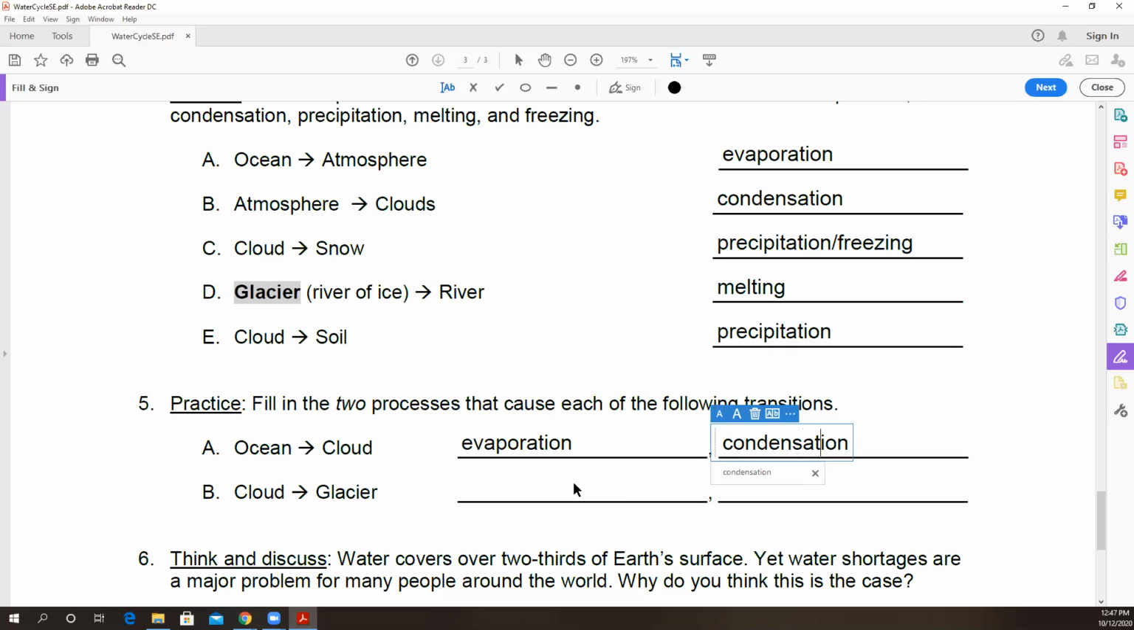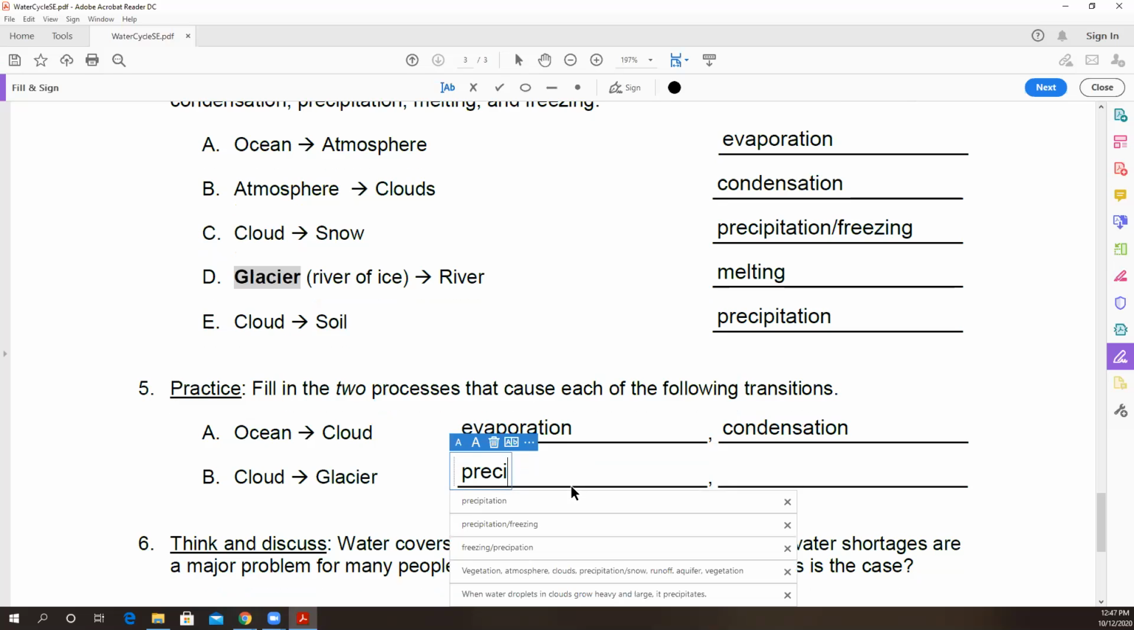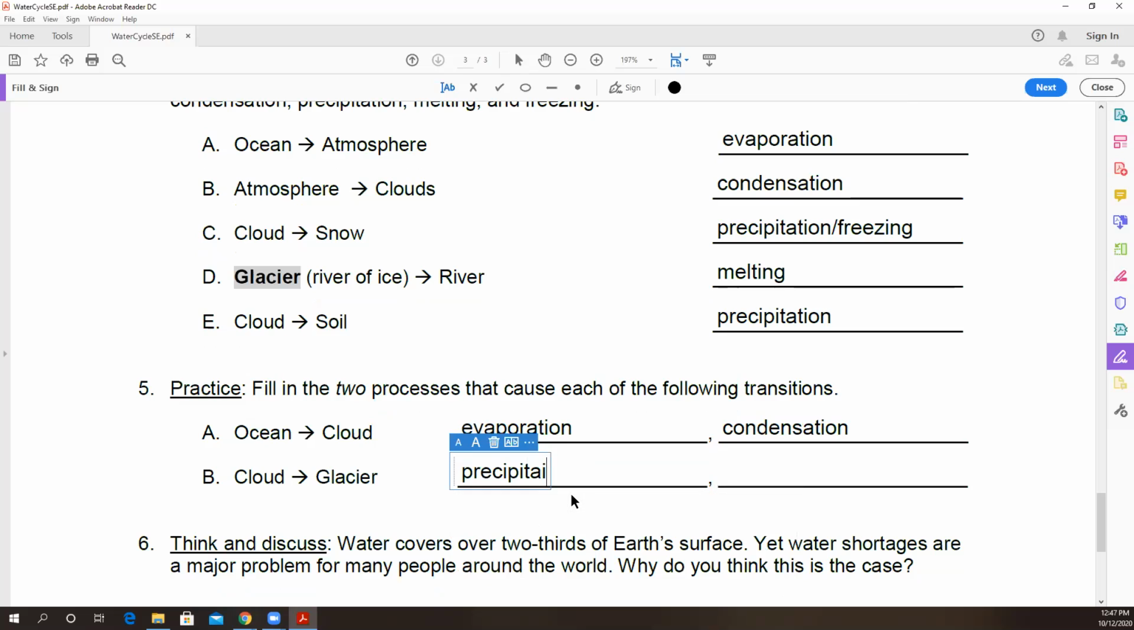All right. What about a cloud to a glacier? Anybody new? Not quite. It goes from the cloud. It's already condensed. So how's it fall? How's it fall from the cloud? Precipitation. And then what next, Landry? Freezing. Oh, okay, that makes sense.